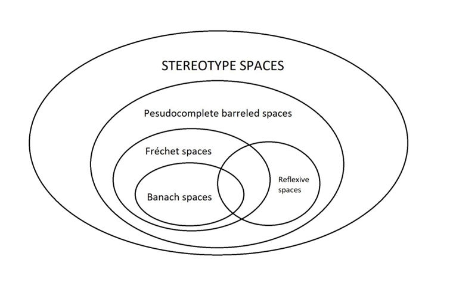Topic: immediate subspaces and immediate quotient spaces. The idea of subspace and of quotient space in stereotype theory leads to more complicated results than in the theory of locally convex spaces. Topic: immediate subspaces and envelopes.